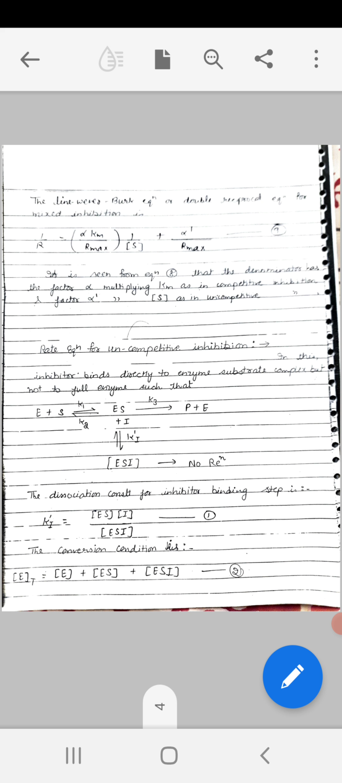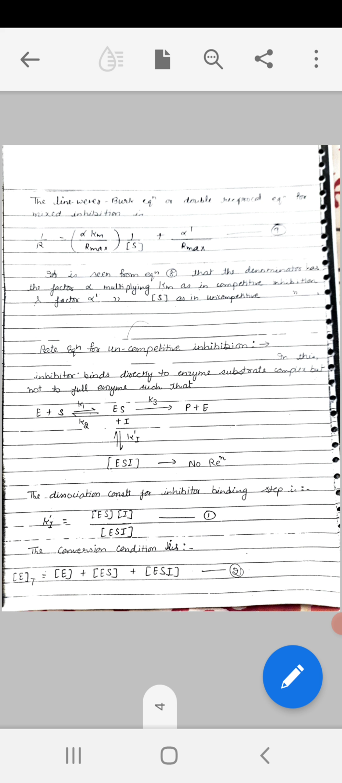In order to convert into Km, we have divided the equation by K1. So it is equal to Km into concentration of ES upon concentration of S. This is equation number 6. From equations 5 and 6, put the value of E and take common.